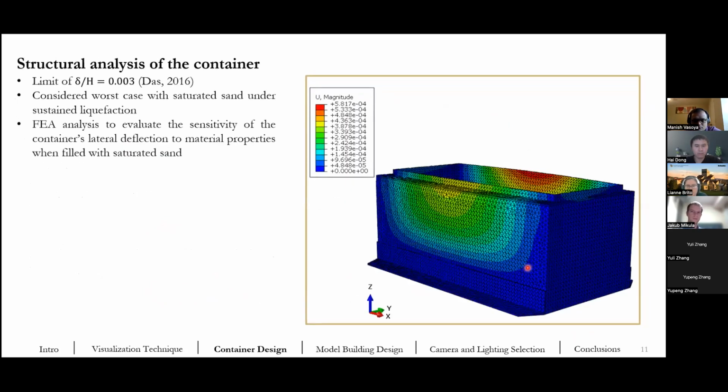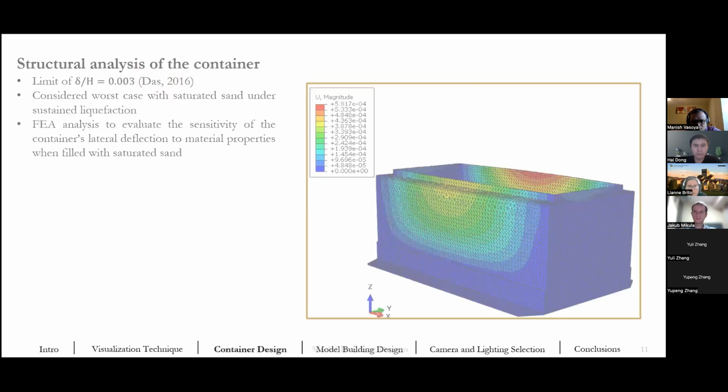So in terms of the structural analysis, we designed the sections and all the details to make sure the deformations seem like the worst case scenario with the expected G level, in my case 70 G, and saturated sand under sustained liquefaction, so K not equaling 1, did not approach active conditions. And FEA analysis with the Abaqus software was performed to evaluate the sensitivity of the container's lateral deflection to the properties of aluminum and acrylic material when it was filled with saturated sand.